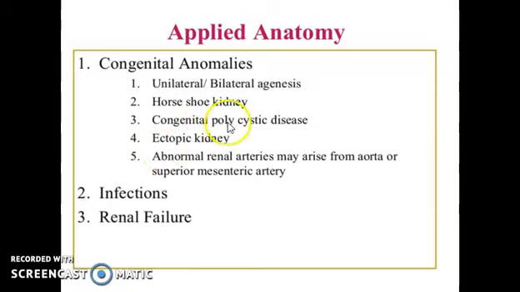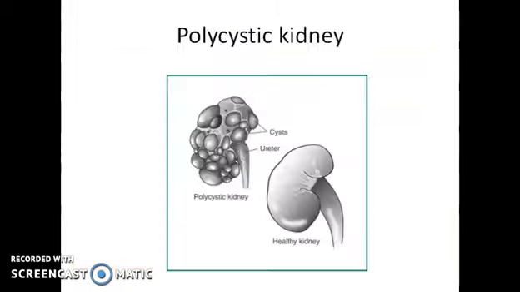Next condition is the congenital polycystic kidney. In this condition, the secretory and collecting tubules fail to unite and the kidney is riddled with numerous cysts. Here you can see various cysts. So that's why it is called polycystic kidney.